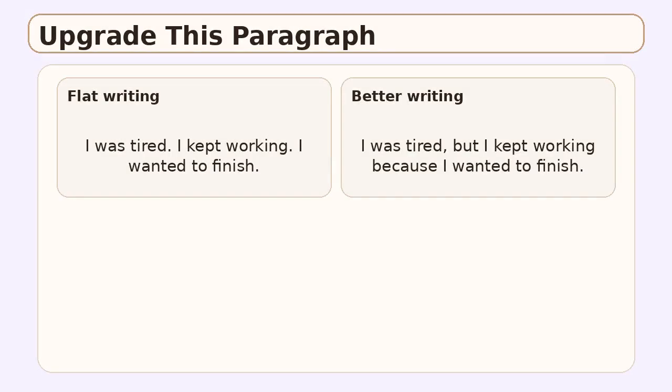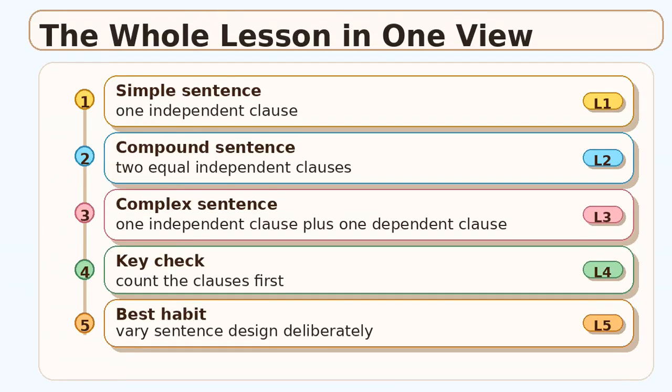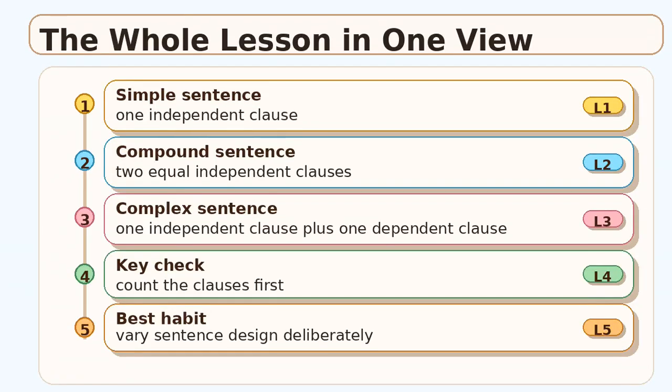Here is a final writing tip. If every sentence in a paragraph is short and disconnected, the paragraph feels mechanical. Sentence variety adds movement and maturity. Before we close, let us review the full lesson in one clean path. This map should stay in your mind whenever you read or write a sentence.